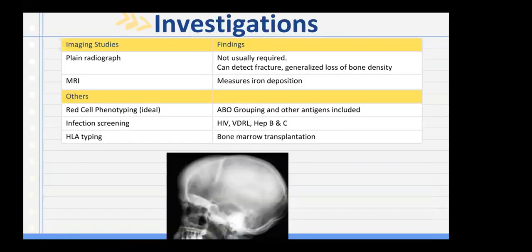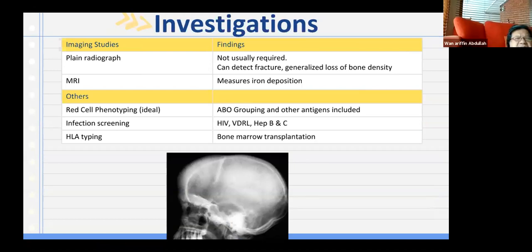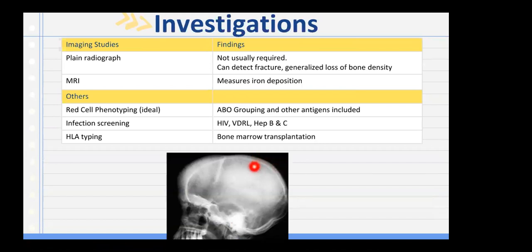Next is another investigation, such as imaging studies. We may have to do a plain radiograph. That is not done routinely, right? Unless it's a suspected bone problem. But we can see if there is any growth in the bone. And then MRI to measure iron deposition.